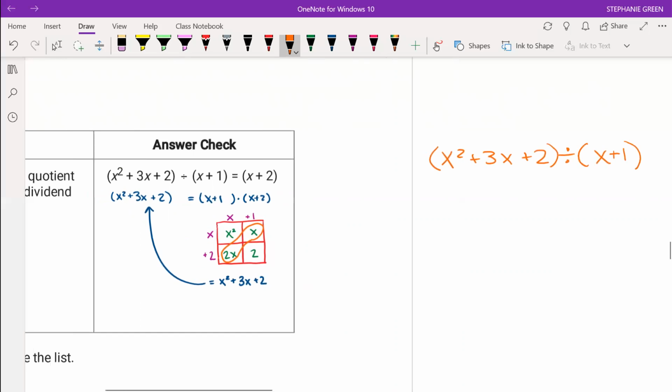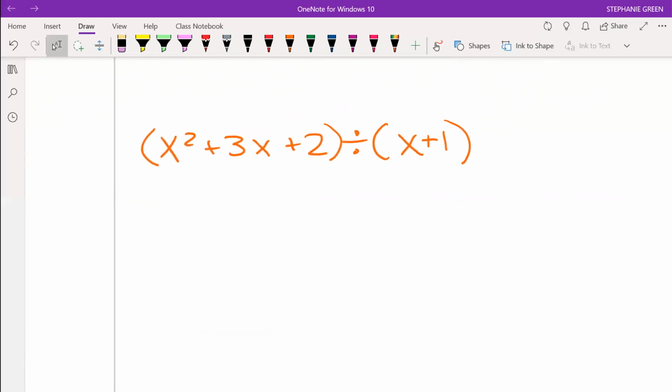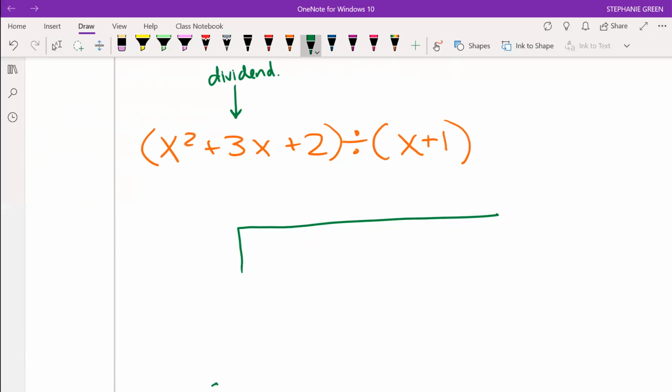So let me just show you how I would set up this division problem using the synthetic method. We're going to put a division bracket here. And under my division bracket, I'm only going to put the coefficients of my dividend. Remember, this here is my dividend. It's what we are dividing. So my coefficients are 1, 3, and 2. And outside of my division bracket, I put the negative of my constant in my divisor.